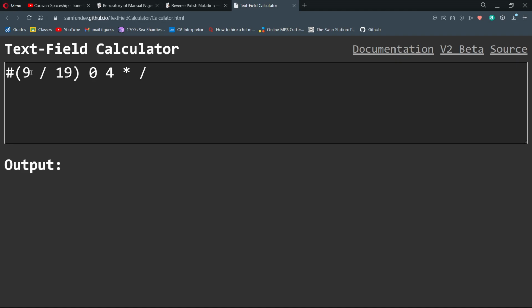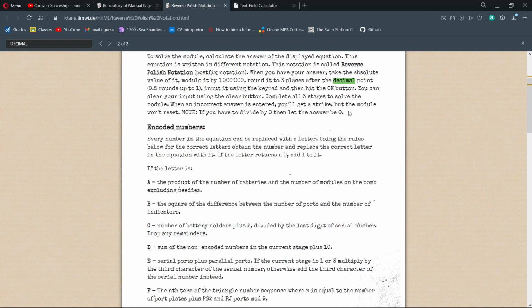Ooh, we actually did run into the edge case, good. So the leftmost operator is the multiplication symbol, and the rightmost numbers are 0 and 4. So 0 times 4, that's just going to lead to 0. Now then, we have to divide by 0. What do we do? Well, the manual states that if we have to divide by 0, then we let the answer be 0.